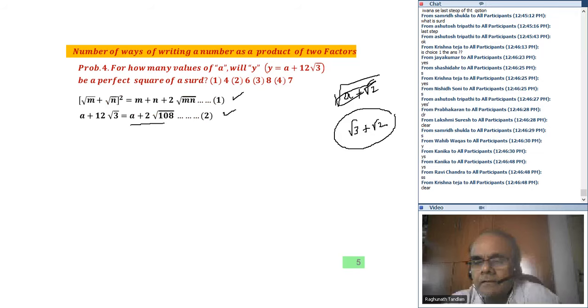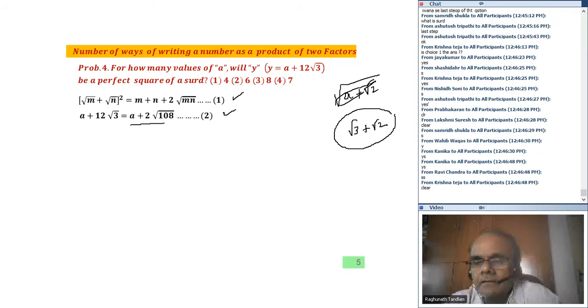Now, compare with this. I have to split this into two numbers whose sum should come here. What is 108? Are we clear? Comparing the two, I get A is m plus n, mn is 108.